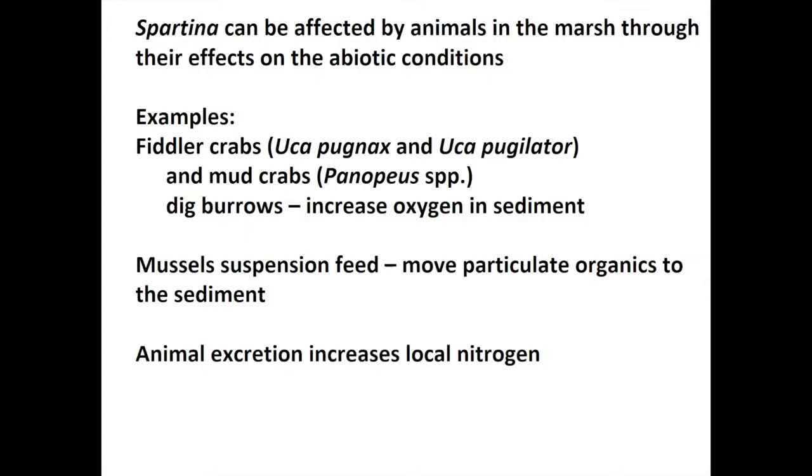Also, animals excrete ammonia, and this excretion increases local nitrogen availability. So the waste product of aquatic animals is ammonia, which is very, very easy for plants to take up. It's a very easily reactive form of nitrogen and a good fertilizer.